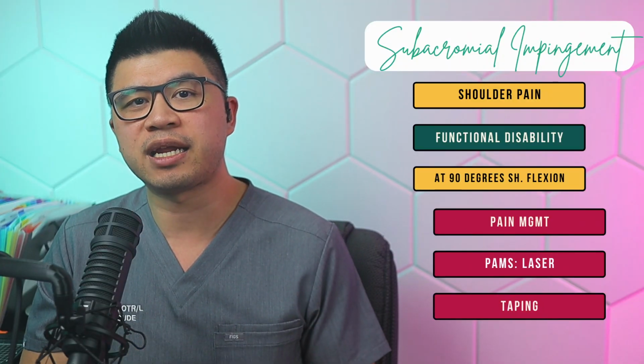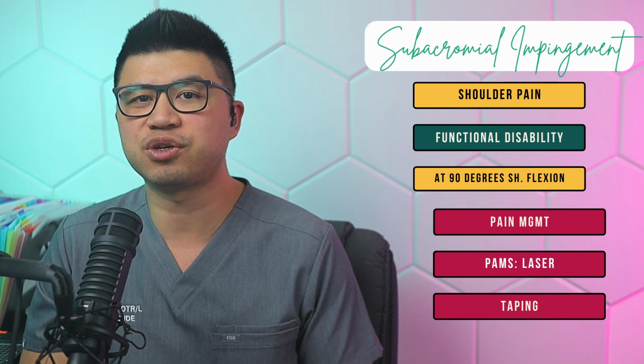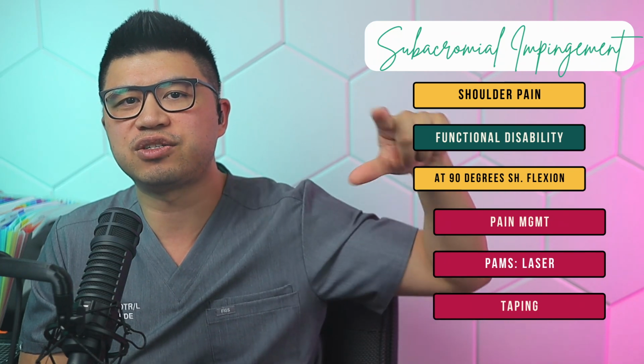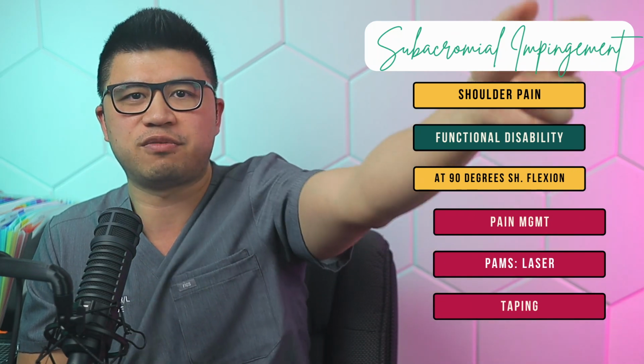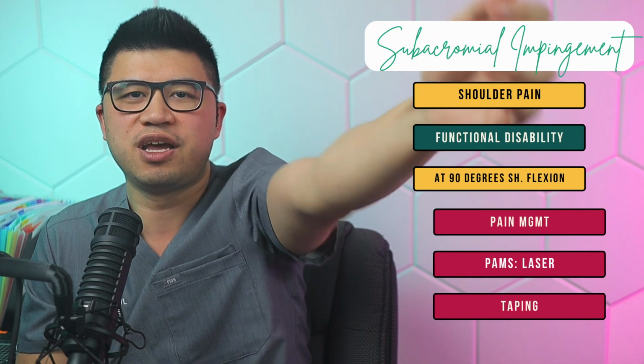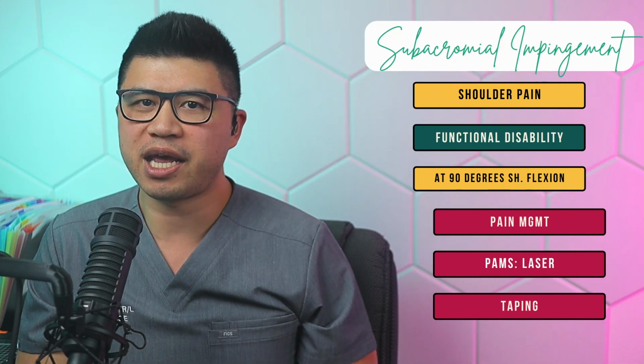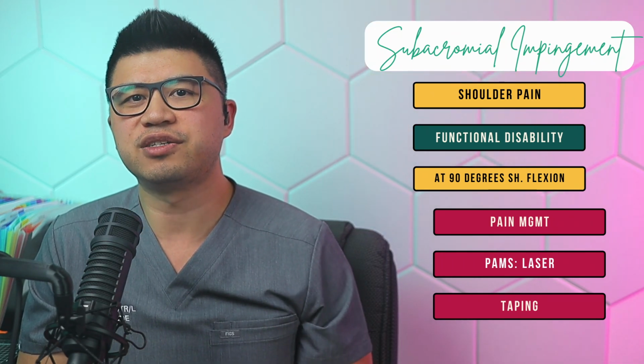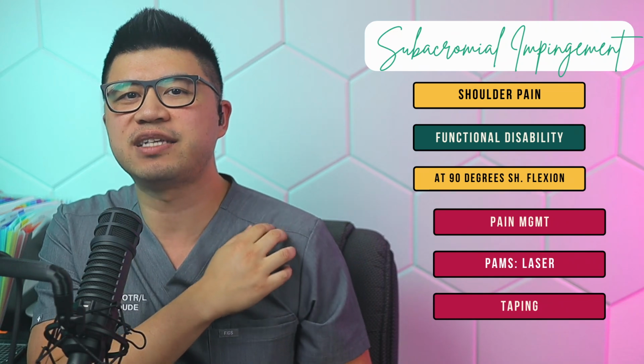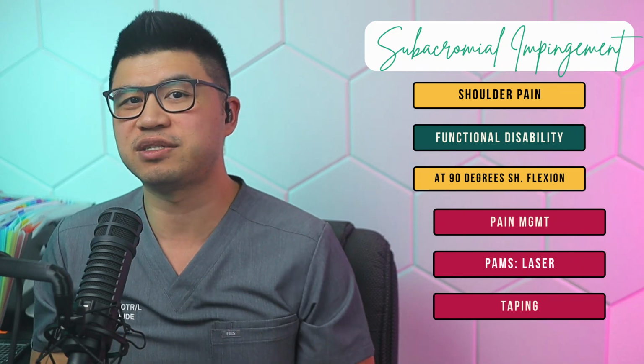Subacromial impingement syndrome results in shoulder pain and functional disability for the shoulder at around 90 degrees into shoulder, almost knocked over my water bottle, into shoulder flexion. For treatment of pain, PAMs using laser and also elastic taping can provide significant short-term relief according to the research.